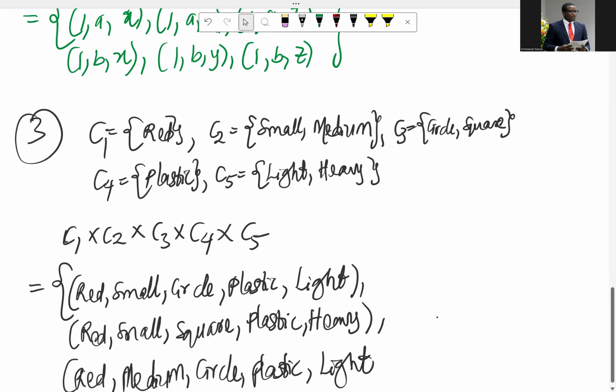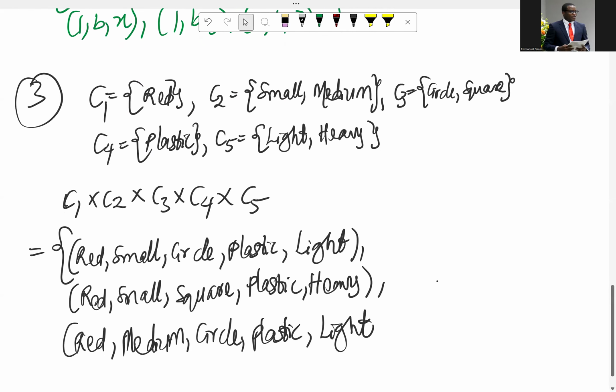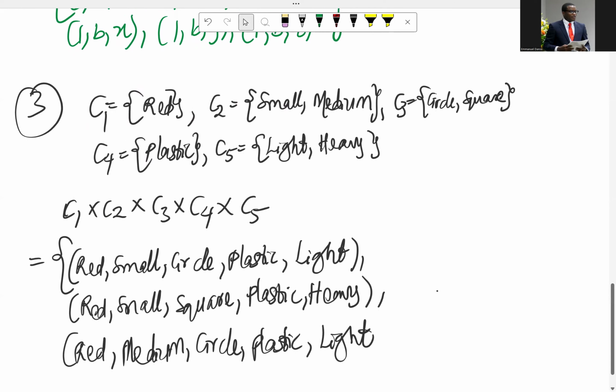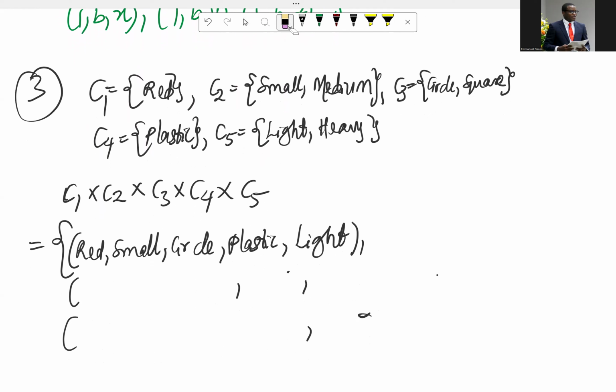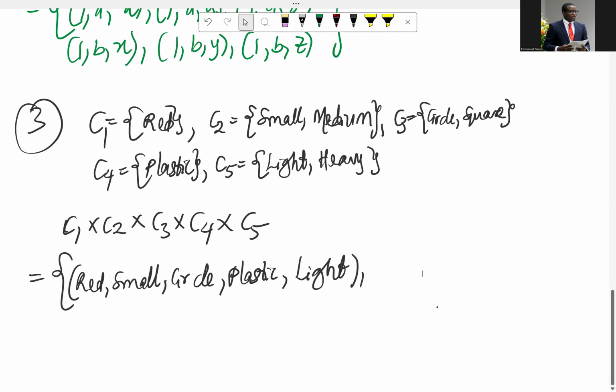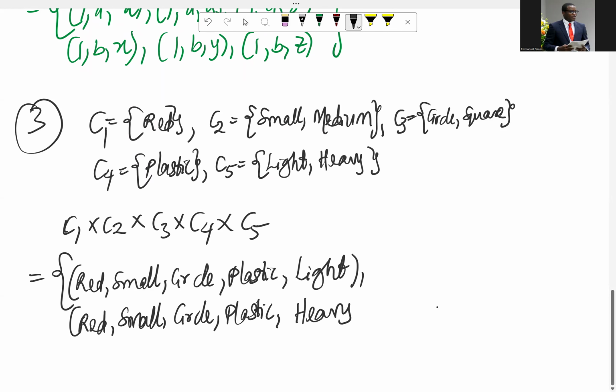Okay, first of all, we have red, small, circle, plastic. Is that only plastic? Yeah, plastic is the only thing there. So we expect to have 1 times 2, 2 times 2, 4 times 1, 4 times 2, 8. So we should have 8 possibilities. Okay, let's follow the pattern so we don't get lost in it. So red, small, circle, plastic, light. Then we have red, small, circle, plastic, and then heavy. Okay, that's that.